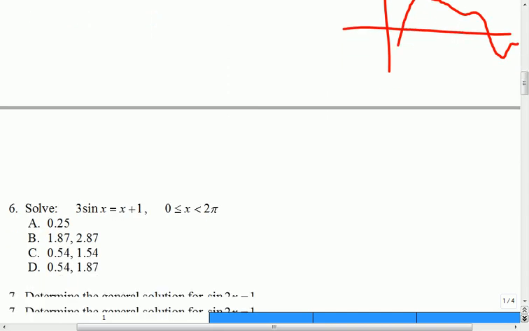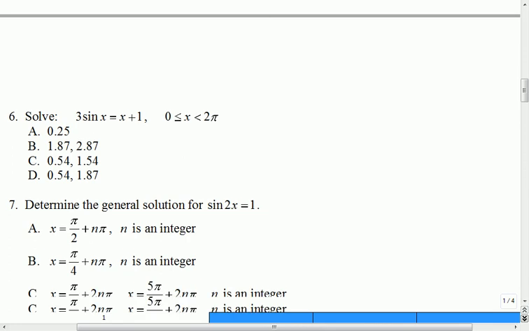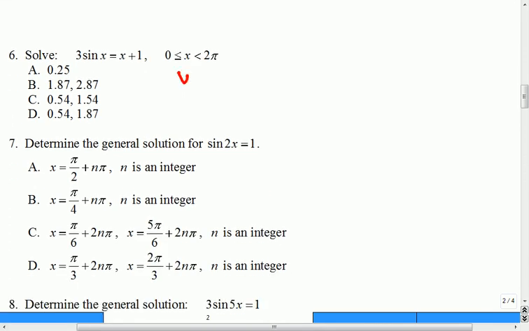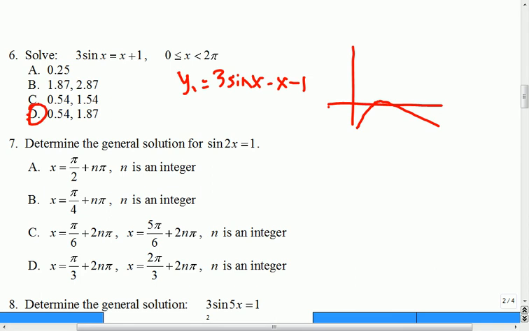Okay, and then finally, in this example here, I would have y1 equal to 3 sine x minus 1. And that's the graph that looks like this. And I can see I believe my solutions are going to be 0.54 and 1.87, so it should have been D.